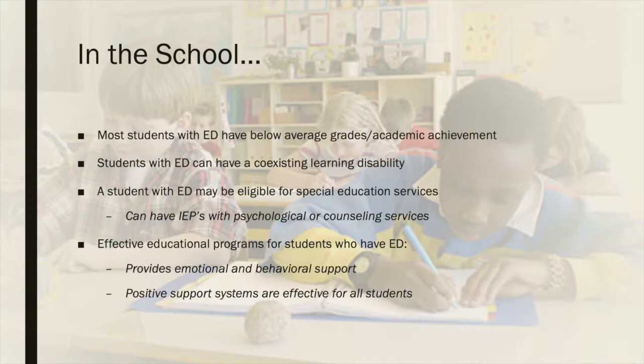In the school, academic achievement and problem behaviors go hand in hand. Most students with ED have below average grades and below average academic achievement. Students with ED also can have a coexisting learning disability, and a student with ED may be eligible for special education services, such as an IEP. More specifically, in that IEP, you would have psychological or counseling services for that child.